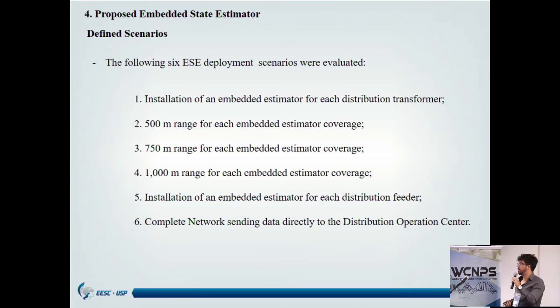1. Installation of an embedded estimator for each distribution transformer. 2. 500 meter range for each embedded estimator. 3. 750 meter range for each embedded estimator. 4. 1,000 meter range for each embedded estimator. And installation of one embedded estimator for each distribution feeder, and a complete network sending data directly to the distribution operation center.